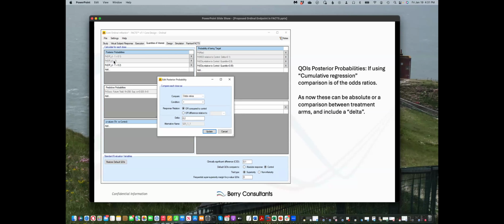And you can add further quantities, just as you can with the rest of FACS, with different deltas where you compare to control, or in fact, you can do an OR difference to compare two different arms, the non-control arms.